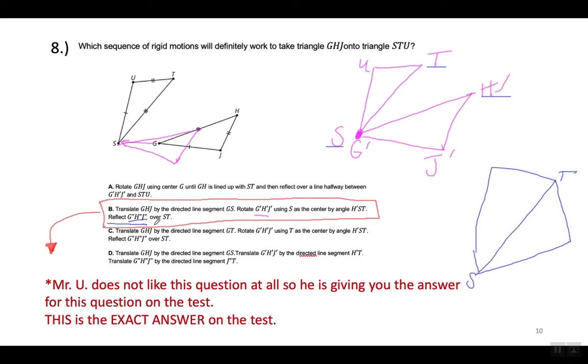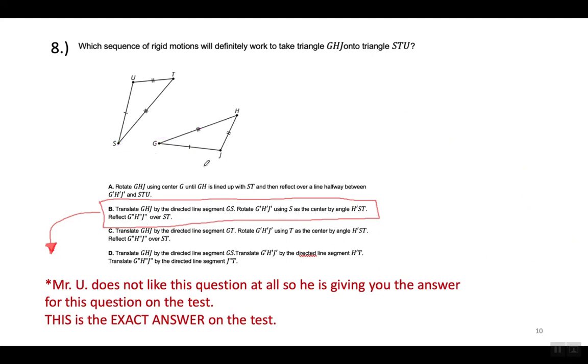If you read it slowly, it'll make sense. I'll say it again, just real quick. Translate GHJ by the directed line segment GS. That's like when we studied vectors. They're just saying to move this triangle right here by the directed line segment GS. Move it so that it'll be right here.